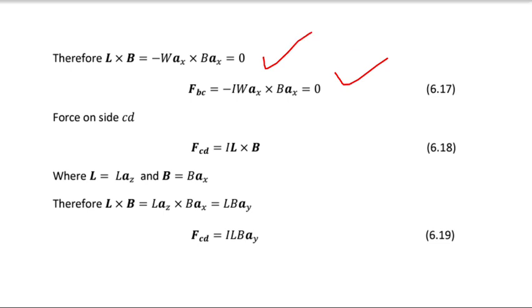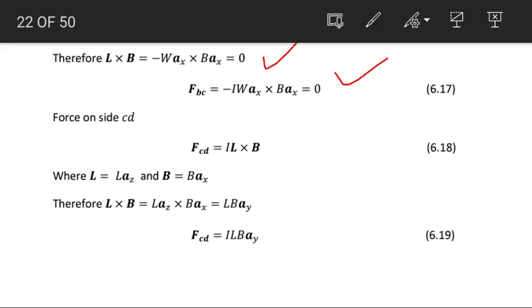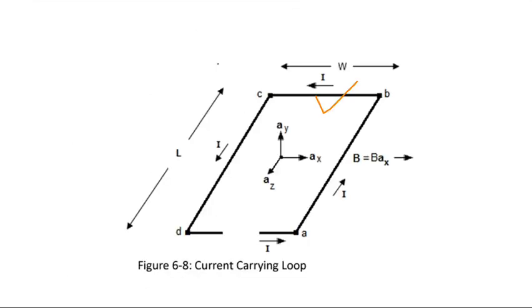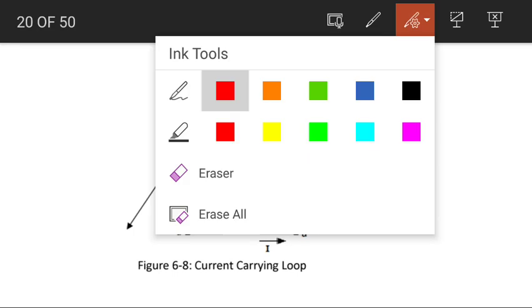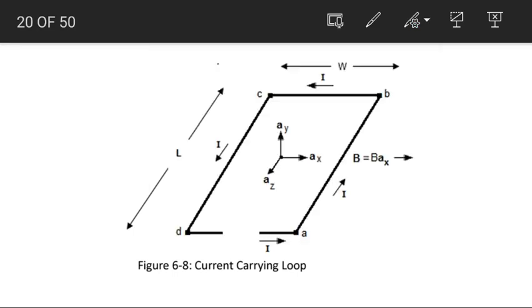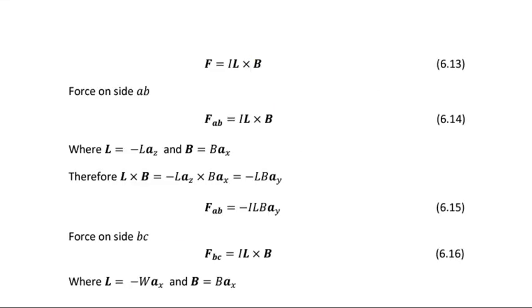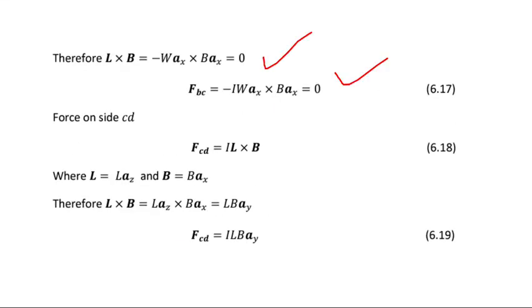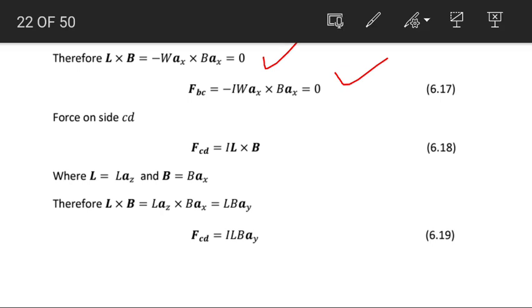We consider side CD of this current carrying loop. So let us consider the current carrying loop in this particular figure, and then we consider the side CD. You see that the current on this side is in the direction of the unit vector az. So as the current is in the direction of the unit vector az, we shall consider the length vector of side CD in the direction of the unit vector az.